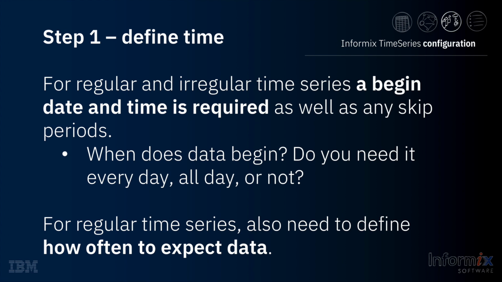The first step is to define time for the time series. A time series needs to know when it starts and, if it's a regular time series, the capture interval or how often to expect data. The begin date can be any time from January 1st, 00 AD into the future, depending on business requirements. When defining time, you can also indicate if there are any on or off periods when data will not be captured.